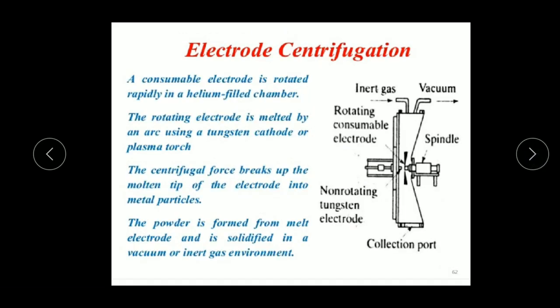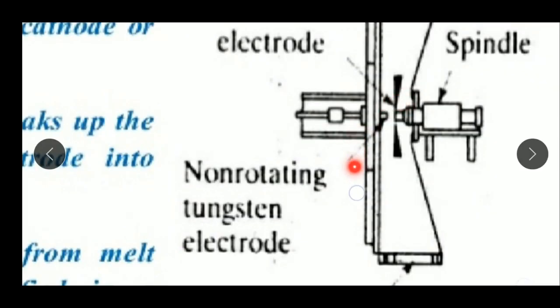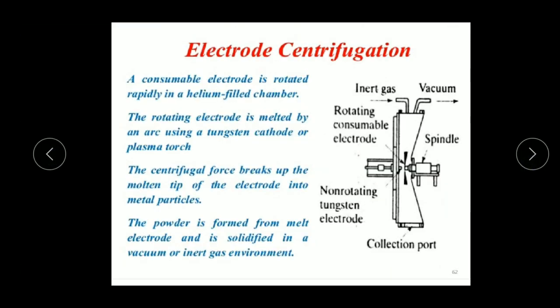And coming to the next, electrode centrifugation. As we can see in the image, it explains electrode centrifugation. Let us discuss the working principle of electrode centrifugation, how it works. A consumable electrode is rotated rapidly in a helium filled chamber. The rotating electrode is melted by an arc using a tungsten cathode or plasma torch. A centrifugal force breaks up the molten tip of the electrode into metal particles. The powder is formed from the melted electrode and is solidified in a vacuum or inert gas environment.